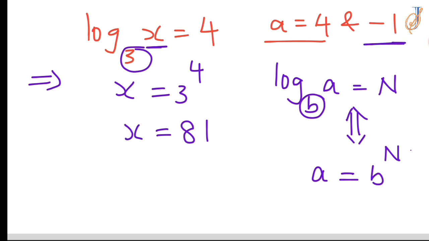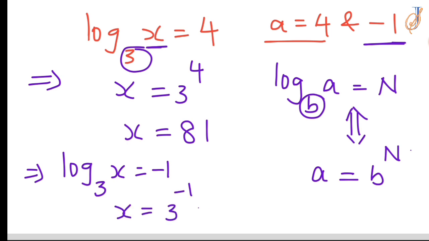Let's go with the other a value, that is a equal to minus 1. Log x with base 3 is equal to minus 1. So here also use the same property. So we can write x equal to 3 power minus 1, which is nothing but 1 over 3. So here we used logarithm with base 3.